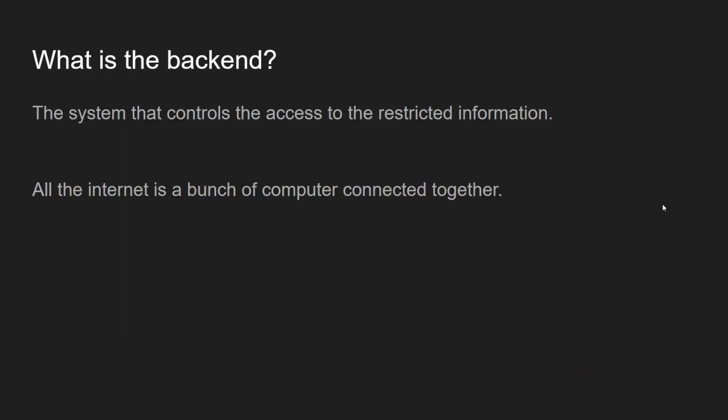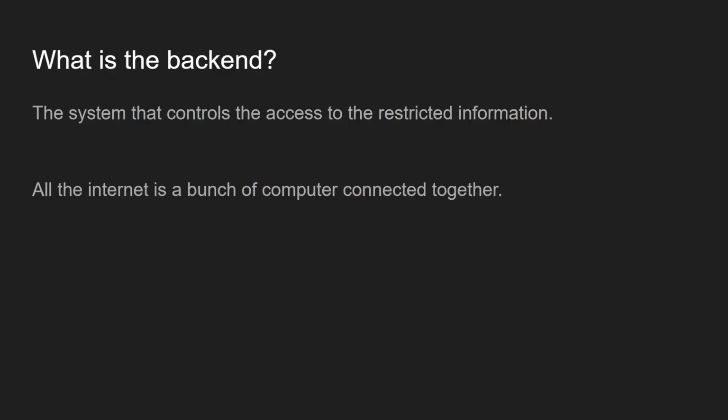Okay, and then we need the other half of the cake. What is the backend? The backend is the system that controls the access to the restricted information. All the internet is a bunch of computers connected together. Okay, let me explain this. Basically, when you're building an app, for example, the one we just saw before, the Apple web app, again, you don't want people to buy things if they have not paid for them.